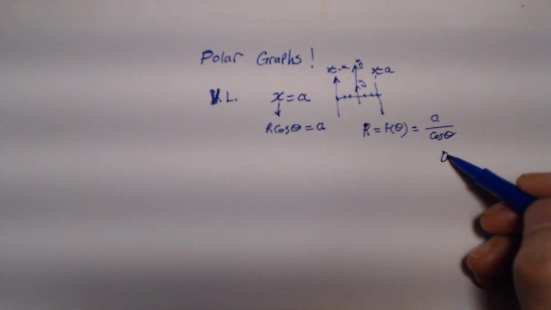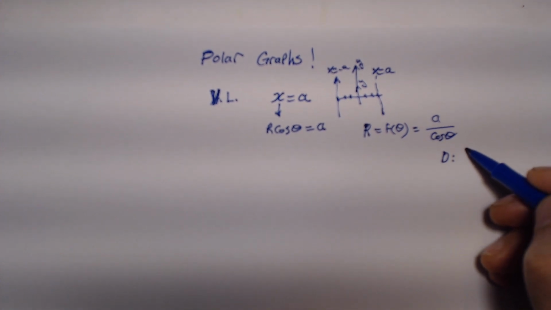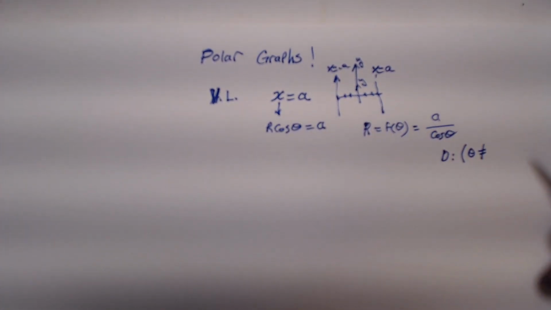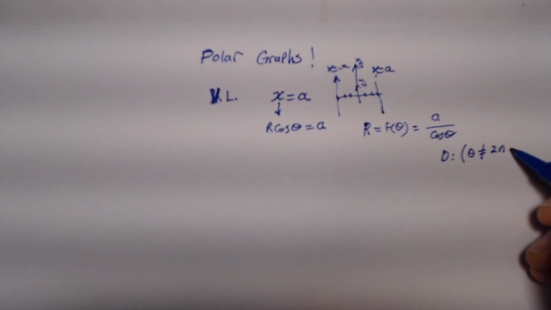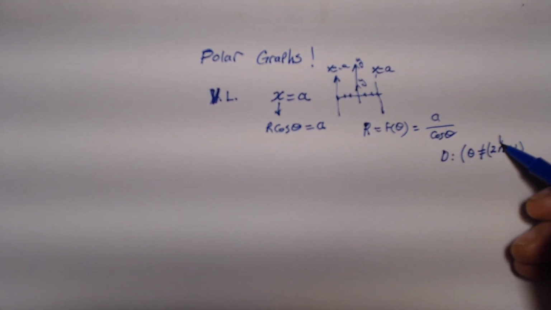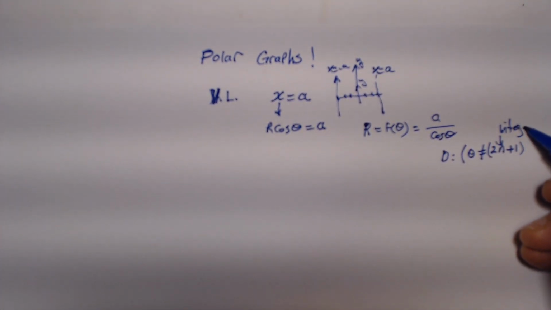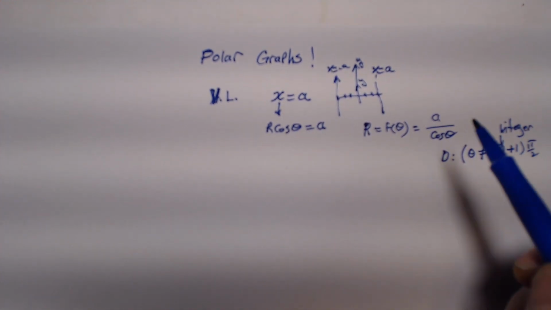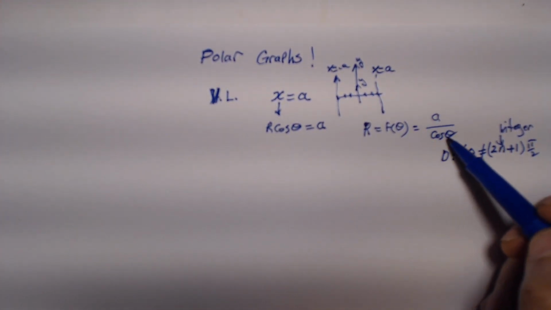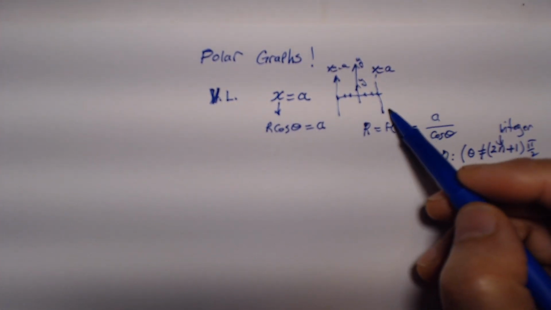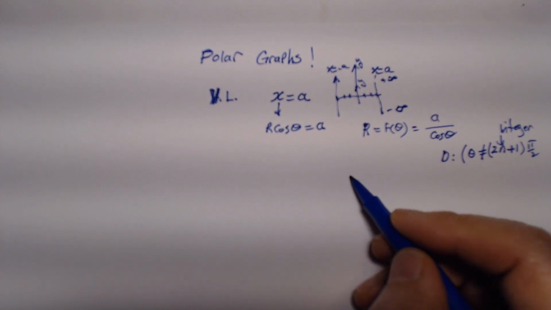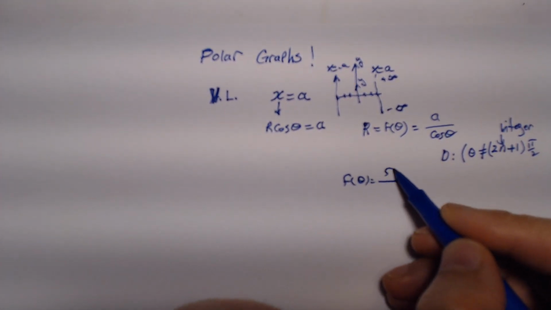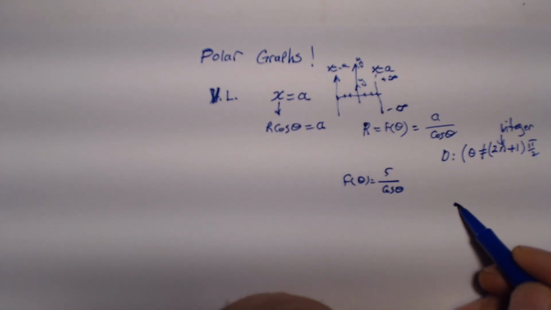But here my domain says that theta cannot be odd multiples of pi over 2. Odd multiples means (2n plus 1) times pi over 2, where n is an integer. In this one, I want to know where my vertical line goes from negative infinity to positive infinity. If a becomes 5, your vertical line becomes r equals 5 over cosine theta, and this is the pole.